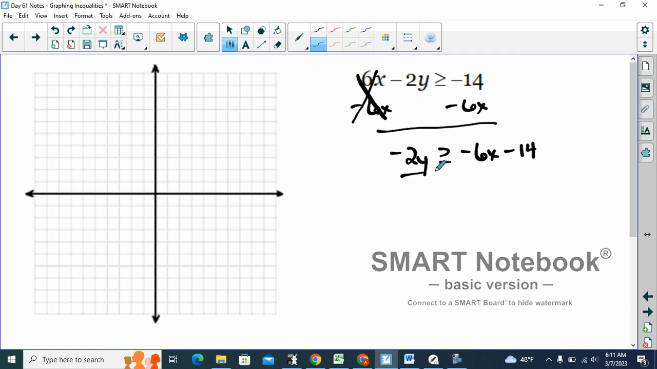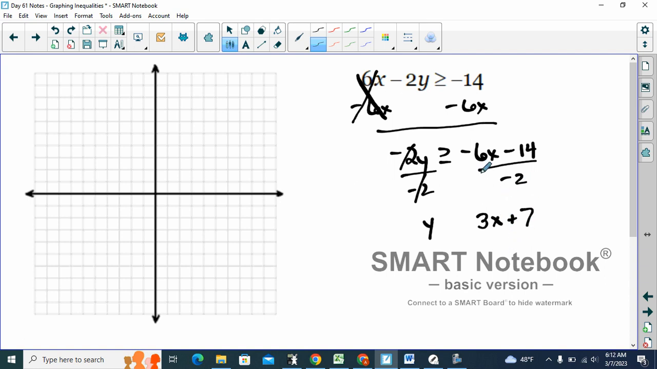Next, we divide both sides by negative 2. And I get y. Negative 6 divided by negative 2 is 3. Positive 3x. Negative divided by negative is positive. 14 divided by 2 is 7.